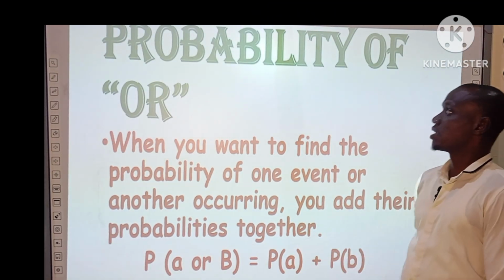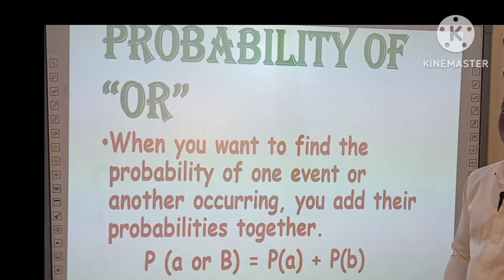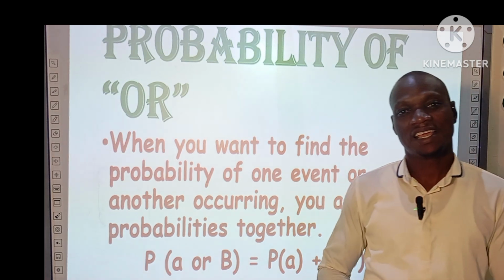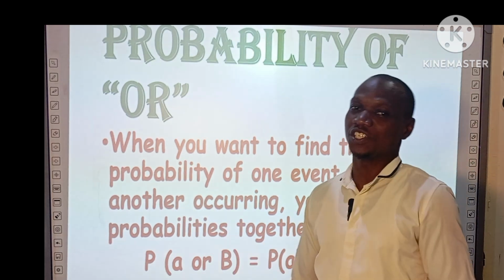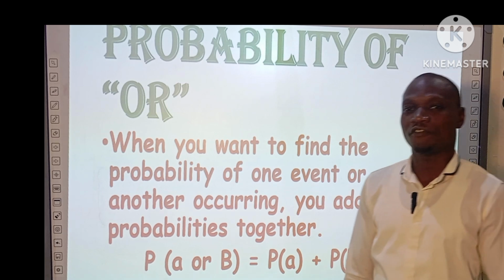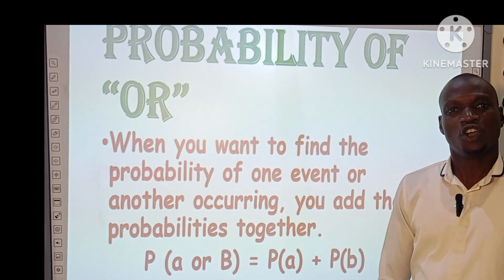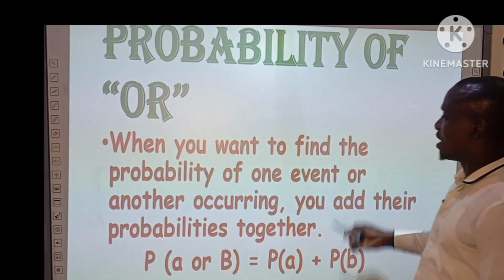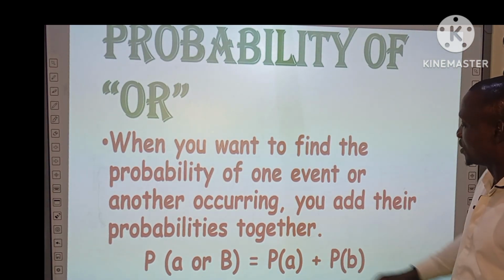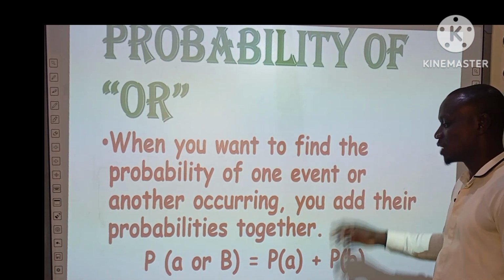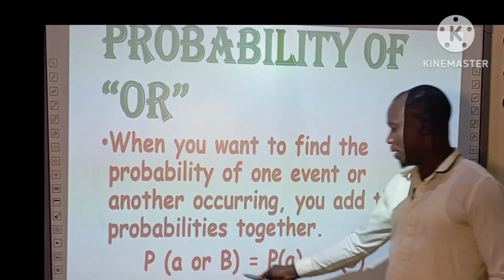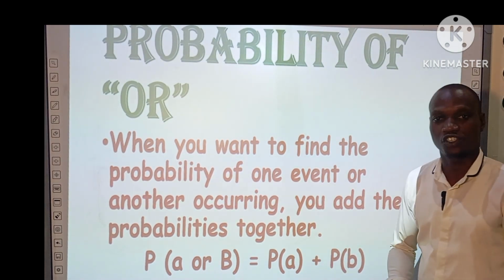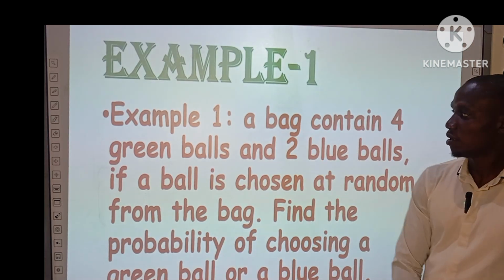Okay, we shall be looking at probability of or. It simply means probability of picking this apple or picking an orange in a particular question. So the probability of or is the probability that states that this event will either occur or the other event occurring. So when you want to find the probability of one event or another occurring, you add their probabilities together. So probability of A or B will be probability of A plus probability of B. Let's solve some simple questions on this topic.